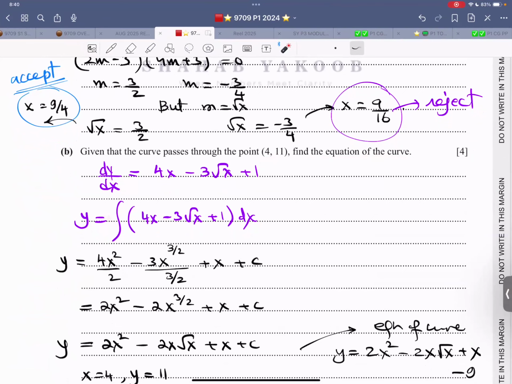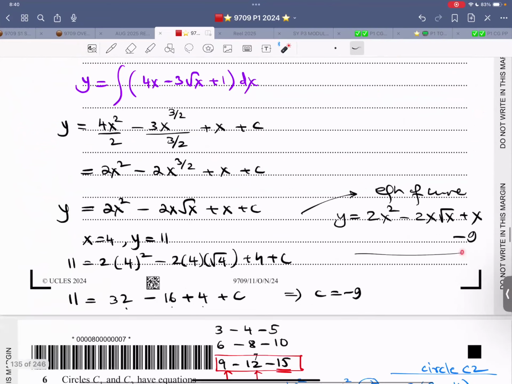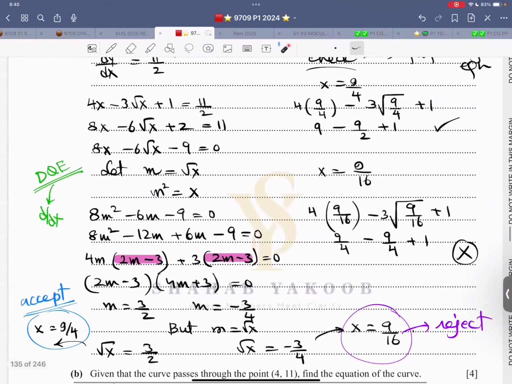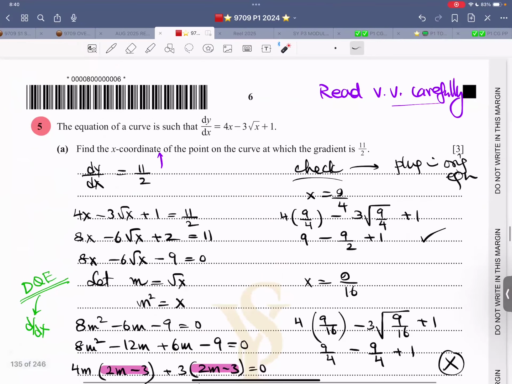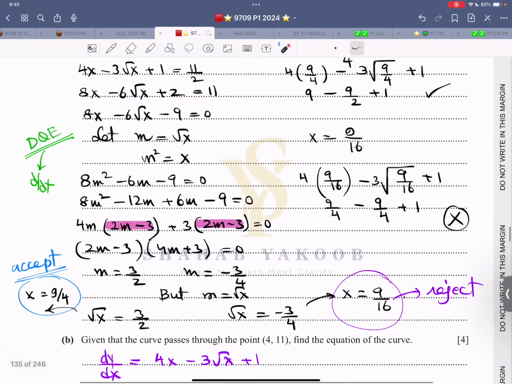Now integration: integrate each term, simplify, indices, lots of indices. Then you plug in x is 4, y is 11, and you find the value of c as -9. Now, they are asking us the x coordinate of the point at which the gradient is 11/2. So now we are getting two values, 9/4 and 9/16.